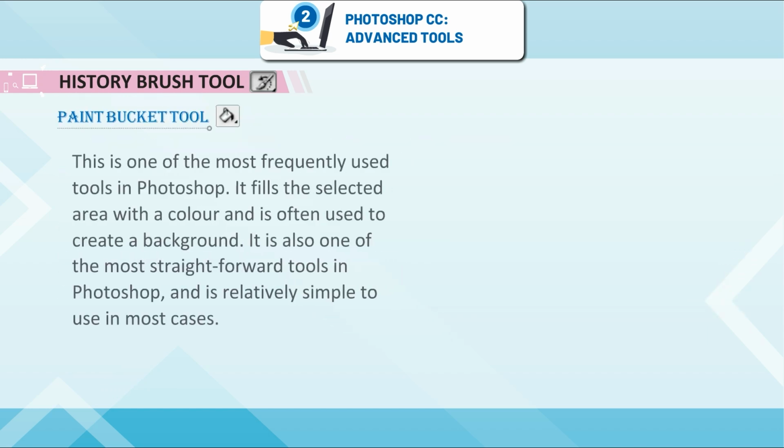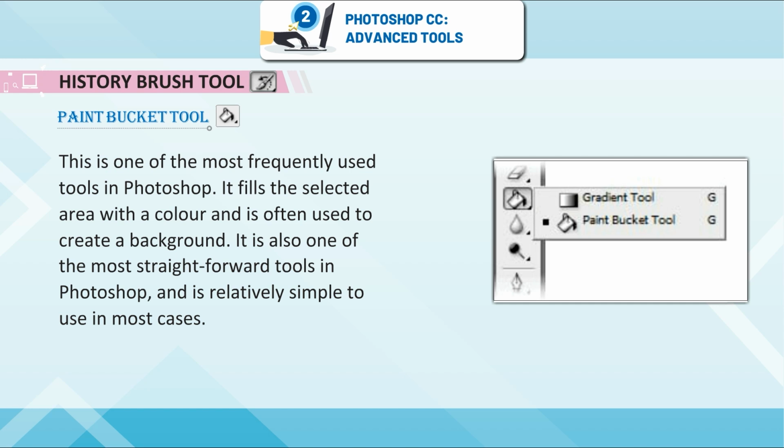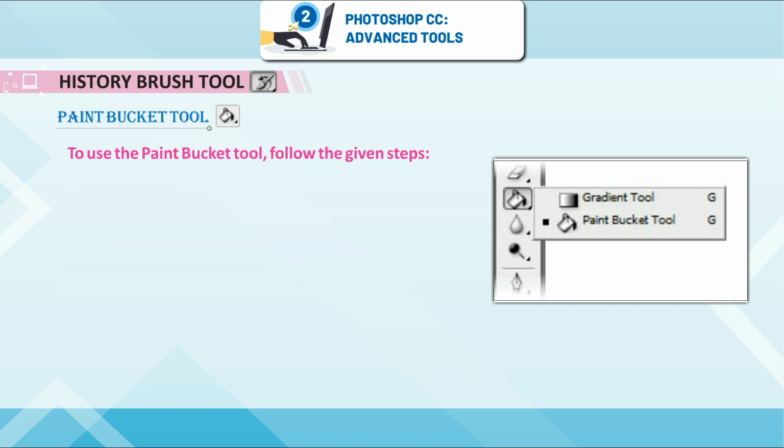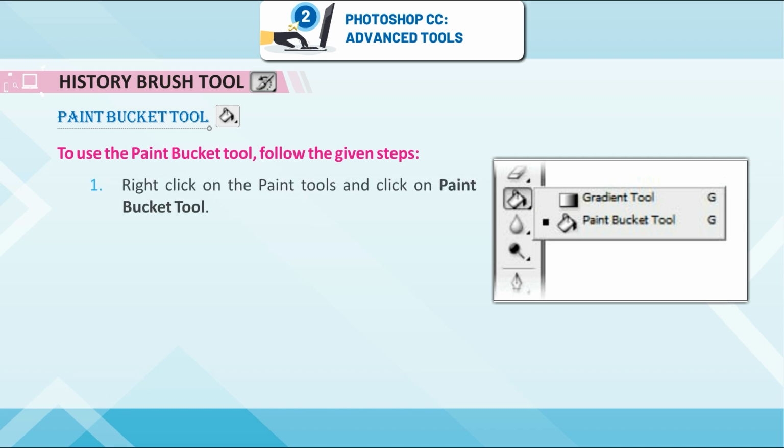Paint bucket tool. This is one of the most frequently used tools in Photoshop. It fills the selected area with a color and is often used to create a background. It is also one of the most straightforward tools in Photoshop and is relatively simple to use in most cases. To use the Paint Bucket tool, follow the given steps.